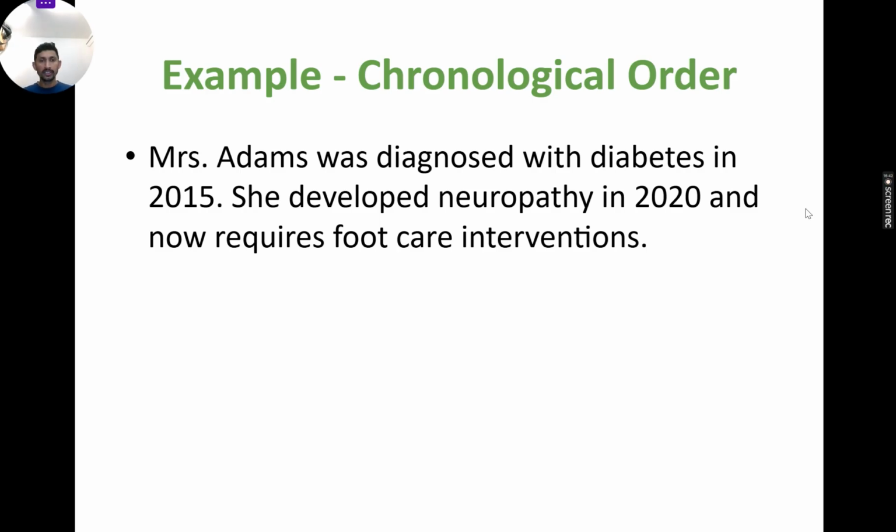Chronological order. As we said, Mr. Adams was diagnosed with diabetes in 2015, and he developed neuropathy in 2020 and now requires foot care intervention. So you can see the progression from 2015 to 2020, from diabetes to neuropathy and then to foot care interventions. This is a classical example of chronological order.